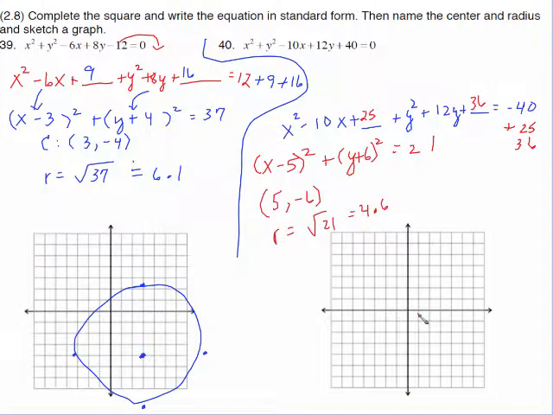To graph this, count over 1, 2, 3, 4, 5, down 1, 2, 3, 4, 5, 6, and I'm way off the graph. And then count a little about 4.5 in every direction. 1, 2, 3, 4 and a bit, and I'm off the graph down here. So this is going to look funny, but it looks funny anyway.